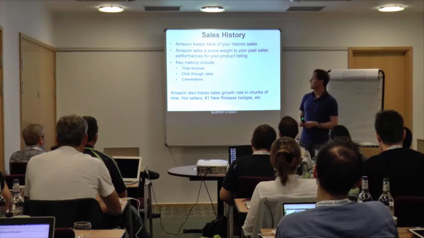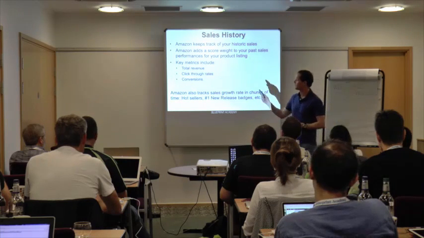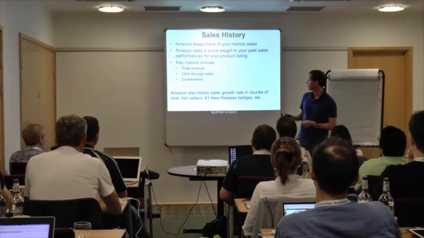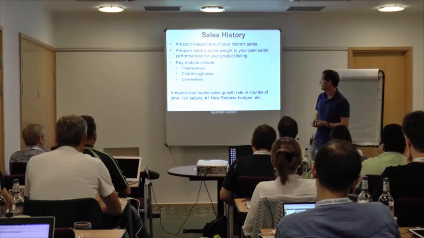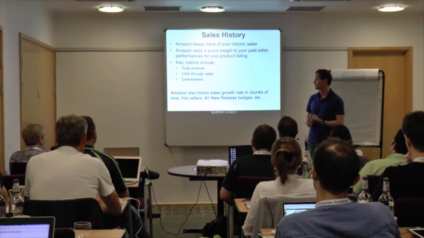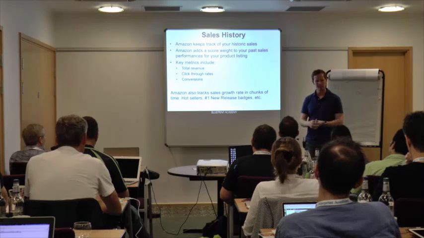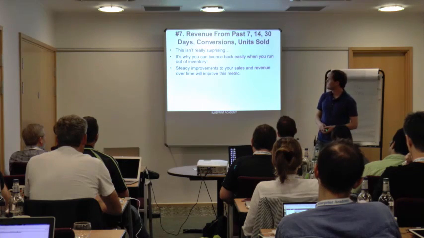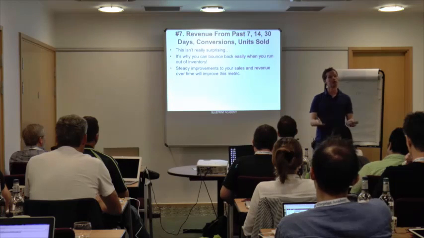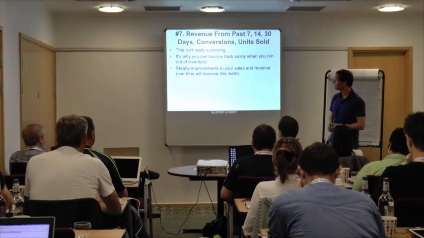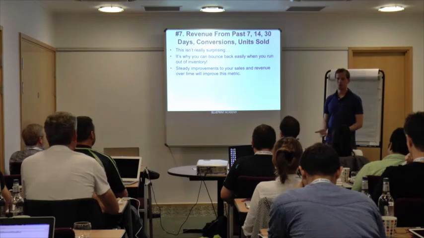The key metrics that Amazon track over time are the total revenue, your click-through rates and conversions, and Amazon also tracks the growth rates in chunks of time as well. So, have you been a hot seller? Have you been a number 1 new release? These type of badges that Amazon gives, they remember these types of things. They look at revenue from past 7, 14, 30 days, and they also use that in how they're ranking you. It's not really surprising. It's common sense.